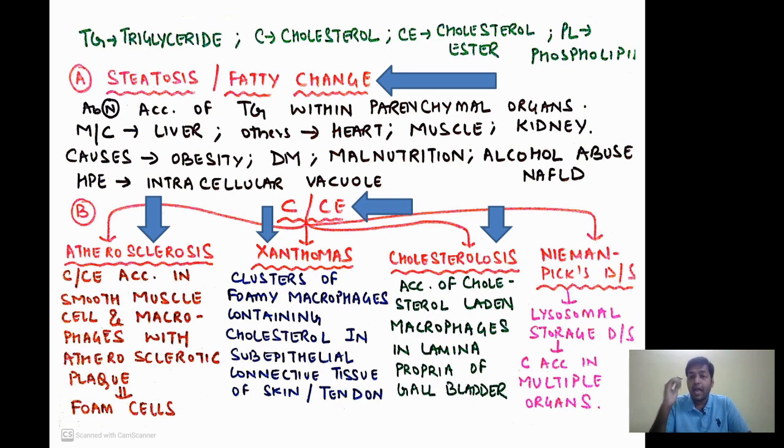Then we also have Niemann-Pick disease. It is a lysosomal storage disease. Again over here, what is happening? Cholesterol is accumulating in multiple organs. With this we complete lipid accumulation.